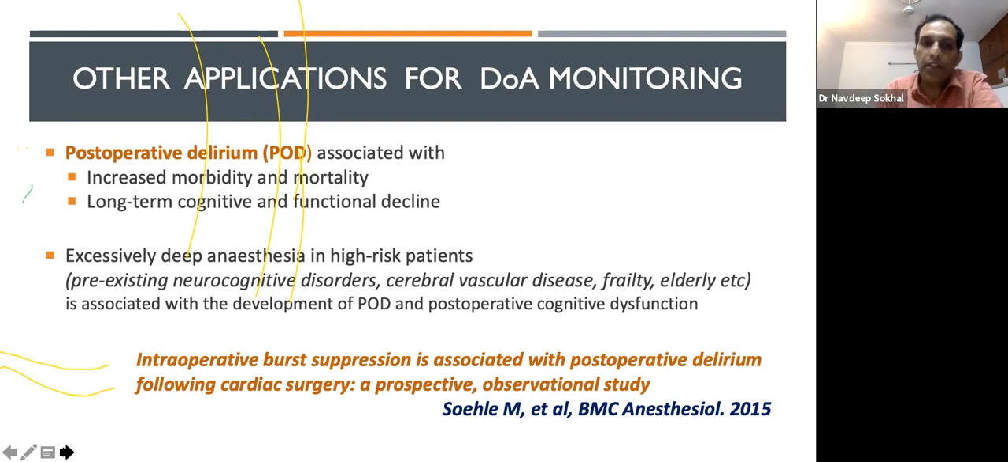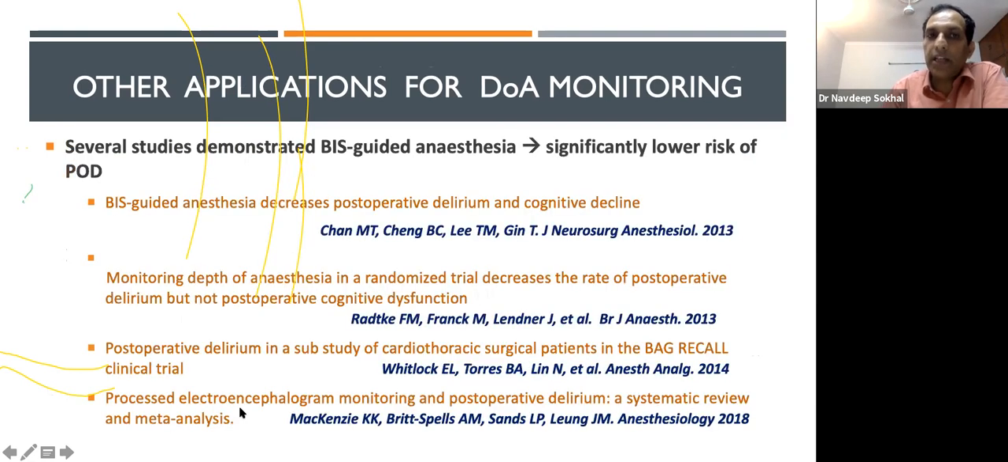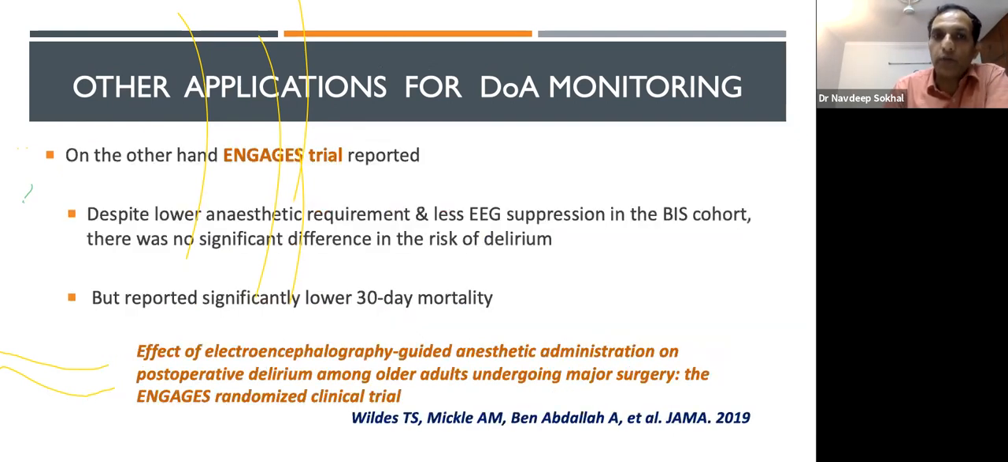Whenever patients are at high risk, like those who already have some neurological disorders, or cardiovascular disease, or elderly patients who are at high risk of developing POD, post-operative delirium, a deeper plane of anesthesia can contribute to post-operative cognitive dysfunction. And so several studies demonstrate BIS-guided anesthesia significantly lowers this post-operative dysfunction. So that is one more advantage of using this.